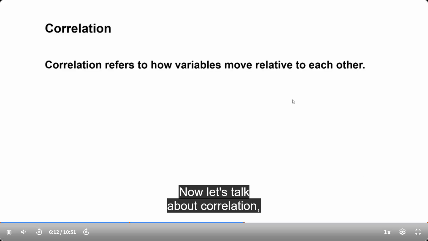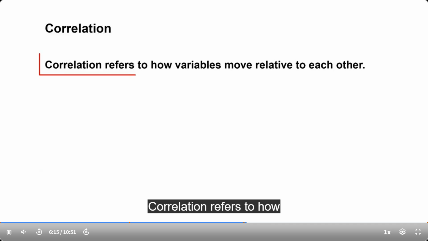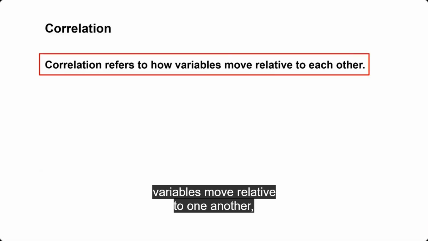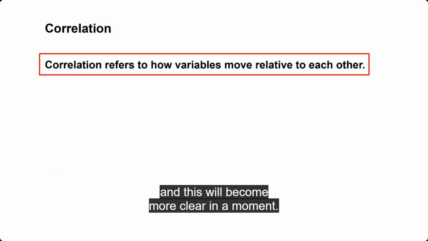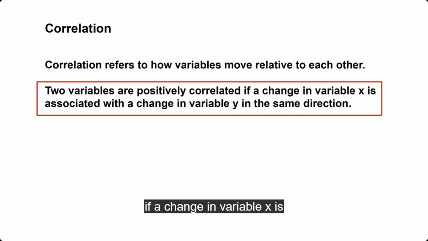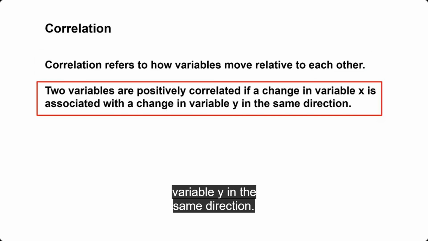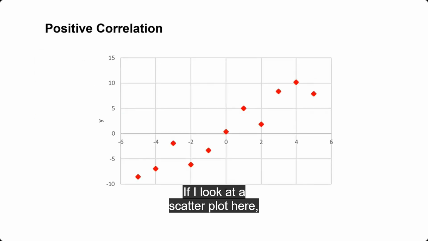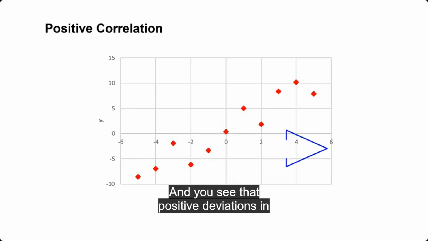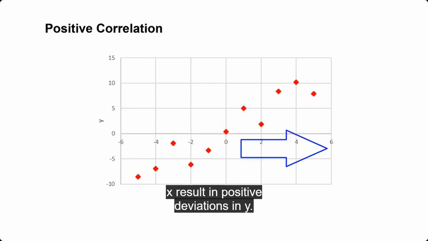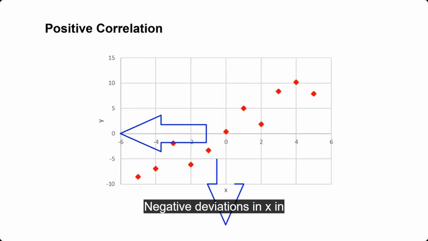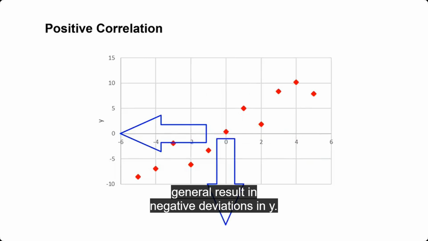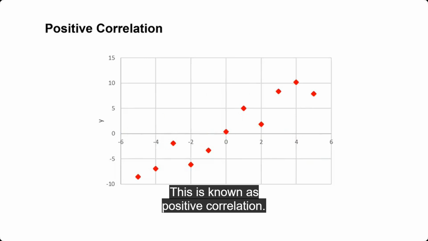So now let's talk about correlation, causation, and confounding factors. Correlation refers to how variables move relative to one another, and this will become more clear in a moment. Two variables are positively correlated if a change in variable x is associated with a change in variable y in the same direction. If I look at a scatter plot here, we have y on the y-axis, x on the x-axis, and you see that positive deviations in x result in positive deviations in y. Negative deviations in x in general result in negative deviations in y. And so this is known as positive correlation.